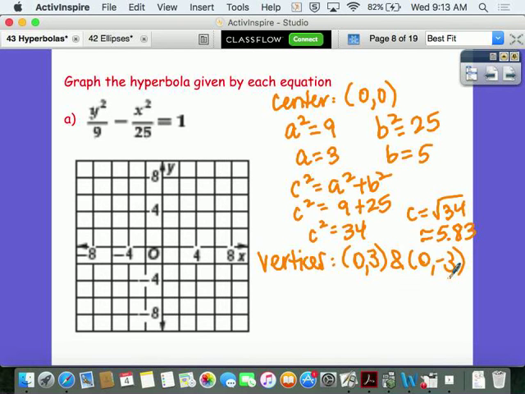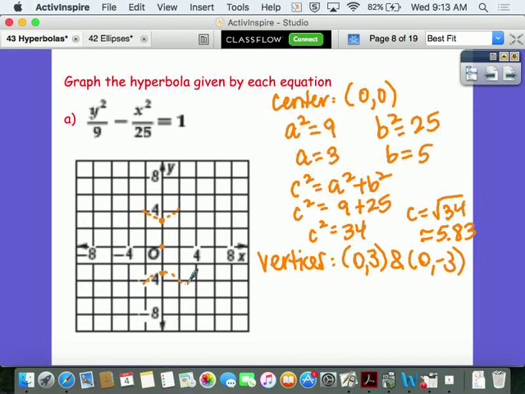Now we could use the formula from the previous page to get that. Or if you think about it, the center's at 0, 0, and a still works the same way that it did with the vertices of the ellipse. You just go 3 up from the center, 3 down from the center, since it's vertical, and you got your vertices. Your graph goes by 2s, watch your scale. So there are my vertices. We already know it's going to be opening up and opening down.